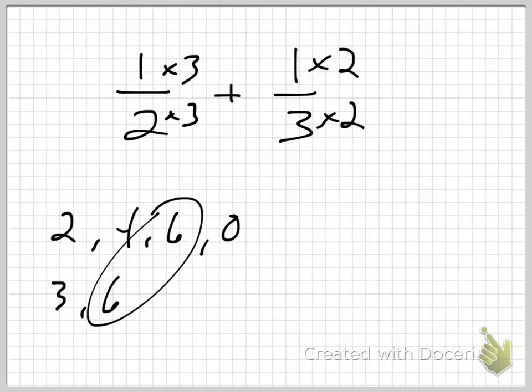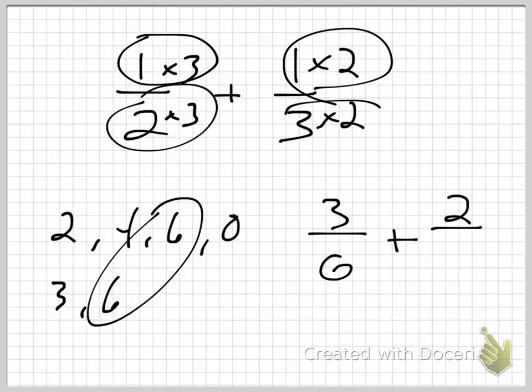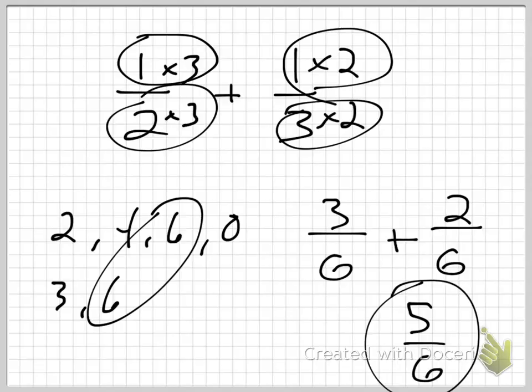When I do that, what is 1 times 3? 3. 2 times 3 is 6. Plus 1 times 2 is 2. 3 times 2 is 6. Can I add them now? Yes, because they have a common denominator. 3/6 plus 2/6 is 5/6, and we're done. Make sense? We're all with me. That's the easiest possible fraction I can give you that doesn't have a common denominator.